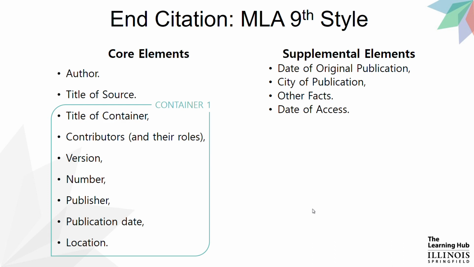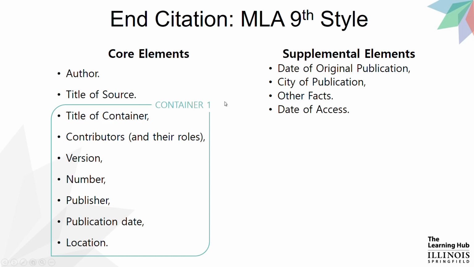So that can include the title of the container, any contributors and what roles they played, version number and issue number, the publisher information, the date, and then the location if relevant, which can include place of publication, but that can also include things like a URL or a DOI number.